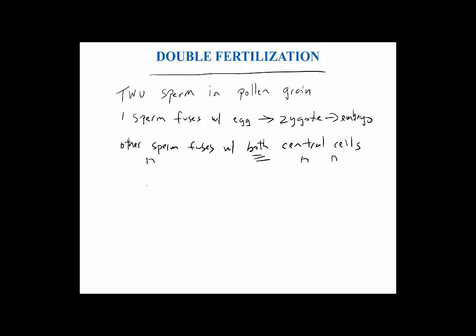N plus N plus N is 3N. It forms a tissue which is triploid, not diploid, because that's two sets of chromosomes. This is 3N. It forms a triploid tissue that is called endosperm. Again, sorry about that, because sperm about 30 seconds ago meant gamete, but in this sense it means a seed. Endosperm. This is a tissue that's inside the seed, and this is a nutritive tissue.